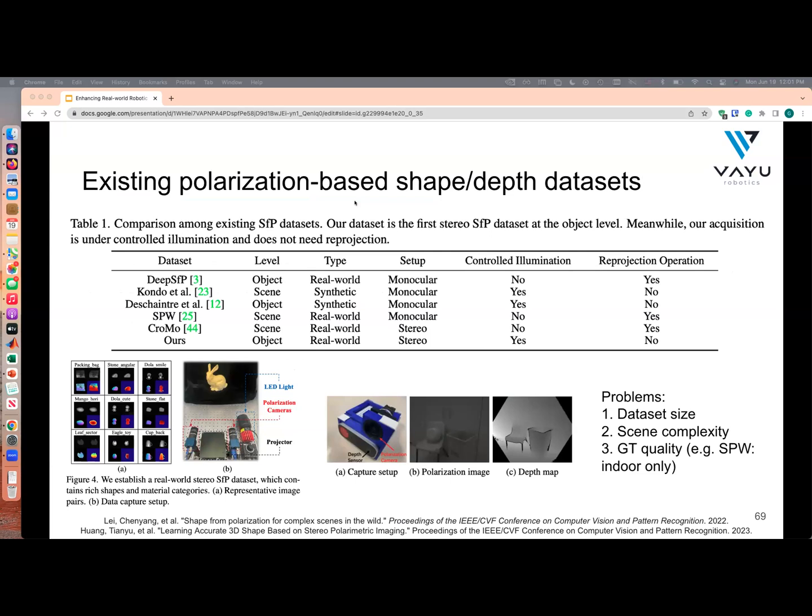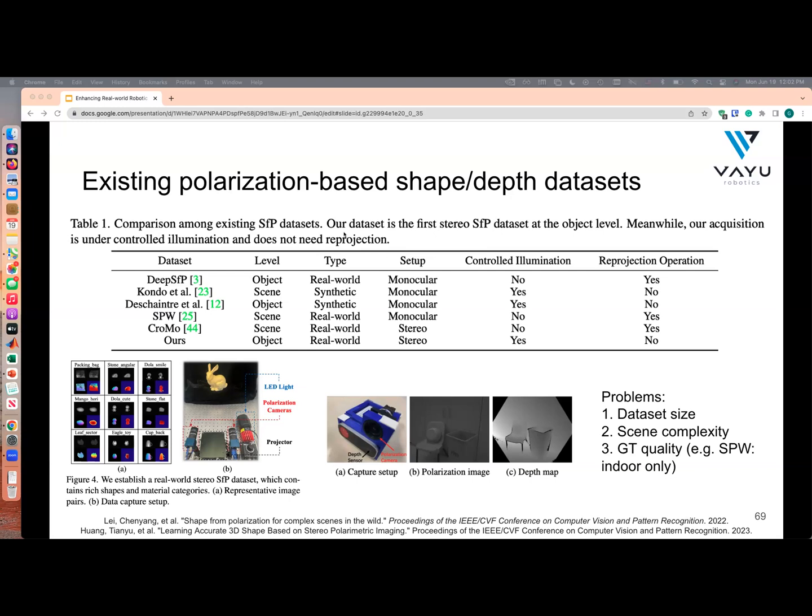So what are the existing data sets? We feel like the existing data sets, shown here, mostly have three problems, as I pointed out. One is the data set size. Even the largest real-world data set, which I believe is the SfP in the wild paper, only has a couple thousand images, which is far less than the number of images you would need to train a reasonable network, for example for stereo depth estimation tasks. To give you some idea, the state-of-the-art CRE Stereo data set has more than 200,000 images. And with such a larger data set size, you will get very robust and stable depth estimation in the wild.